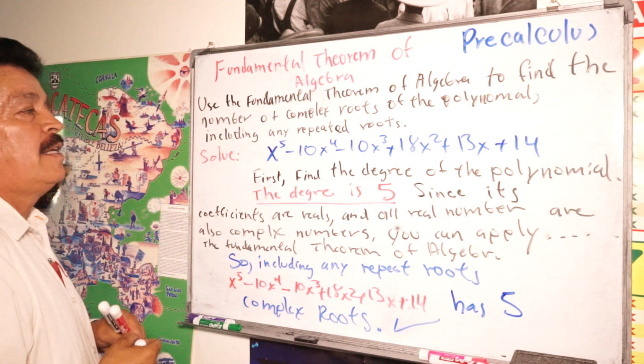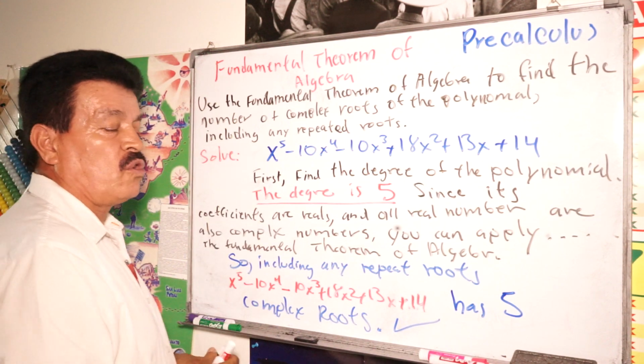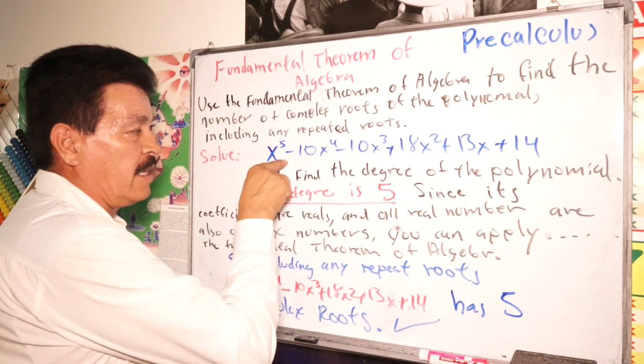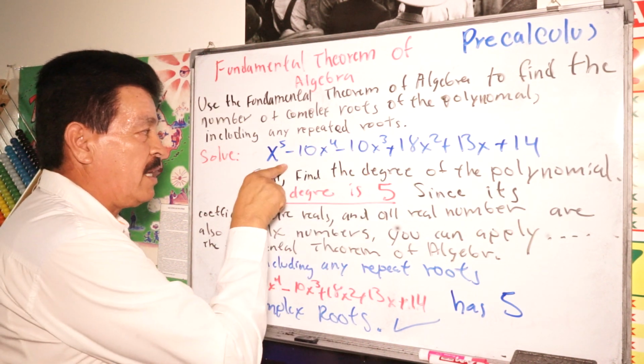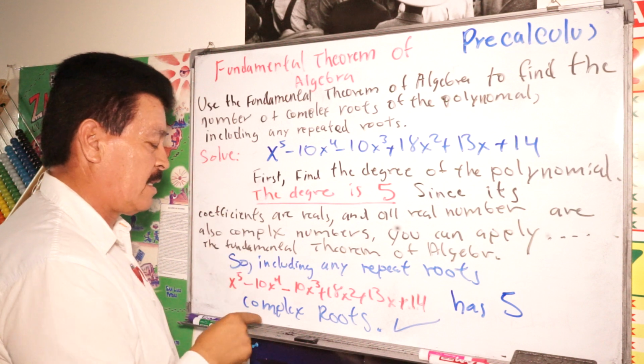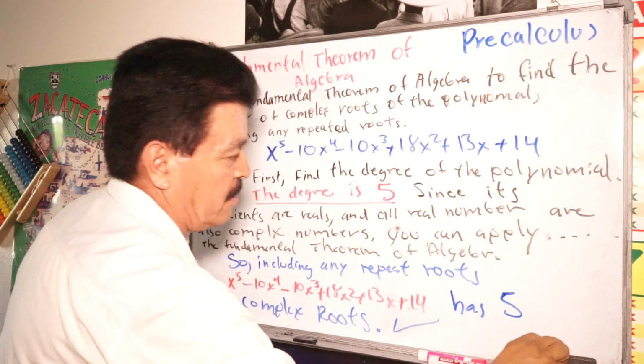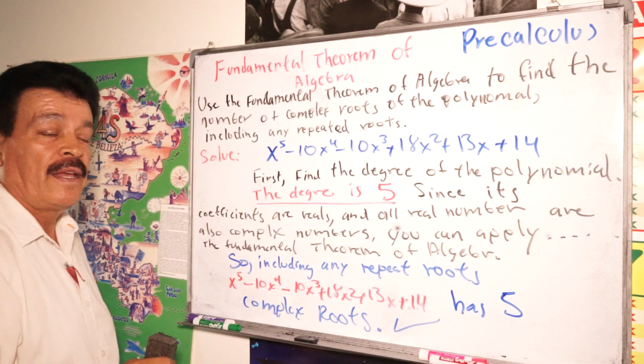See? So the solution for this kind of problem depends on the degree of the polynomial. When you see the degree, that's exactly the number of complex roots that you can find in the problem, right? Got it?